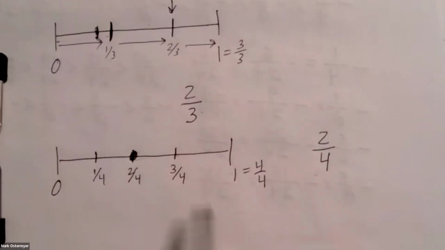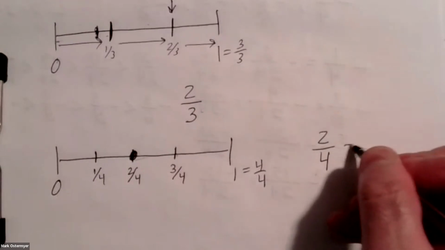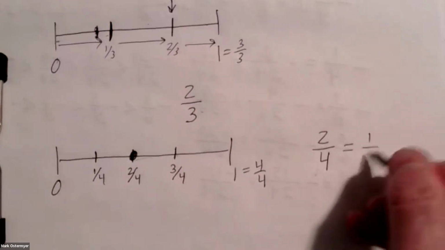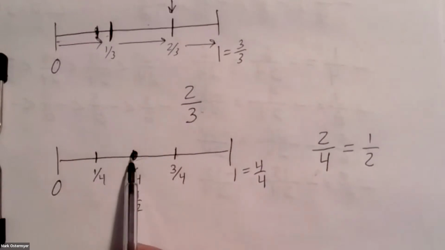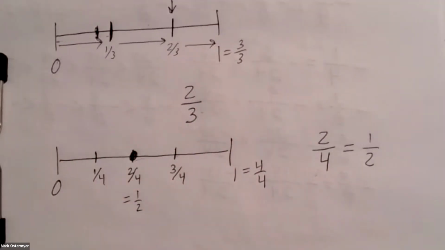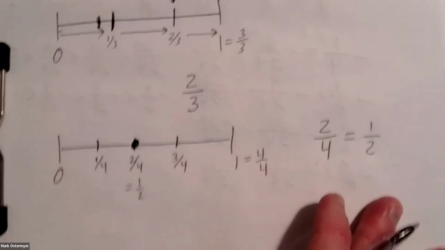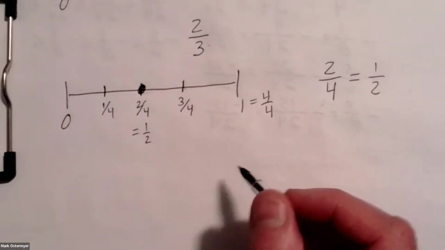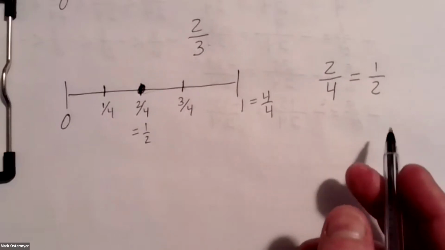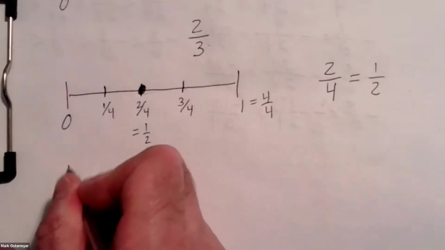What's another name for 2/4, by the way? What's an equivalent fraction? Yeah, 1/2. So that's also known as 1/2, and you can see this is clearly halfway in between 0 and 1. You see how this is working here? So you can always take an interval and subdivide it into any number of tick marks necessary to locate a fraction's position.